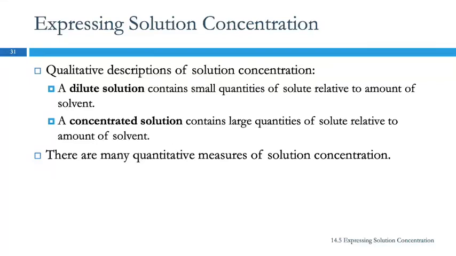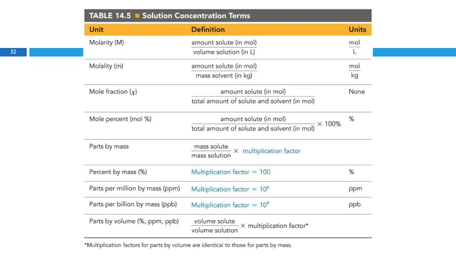So, expressing solution concentration. We have quantitative words that describe solution concentration. A dilute solution has a small quantity of solute relative to the solvent, and a concentrated solution has large quantities. Those words are nice. They're not really useful in chemistry, but we've got concentrated and dilute. And then there's a whole bunch of different ways to quantitate the solution concentration.